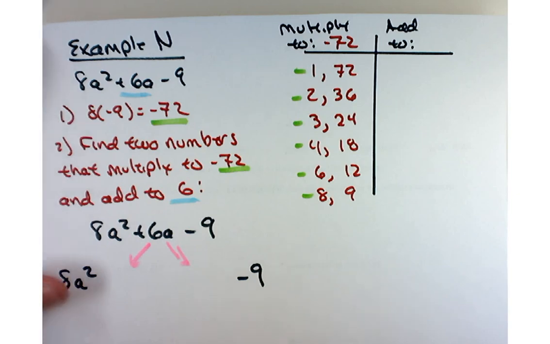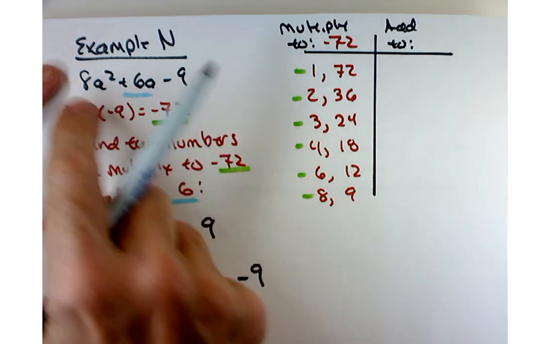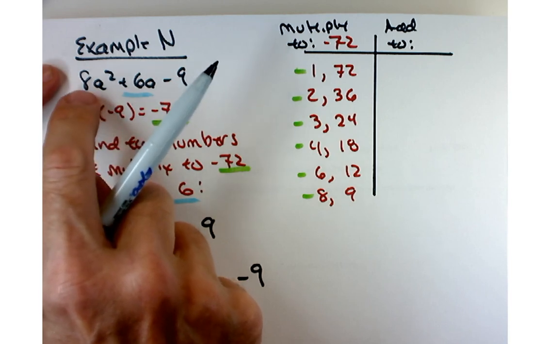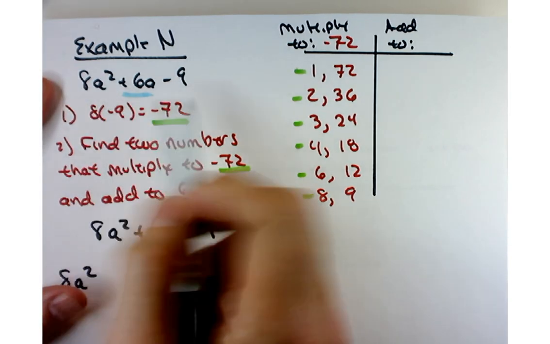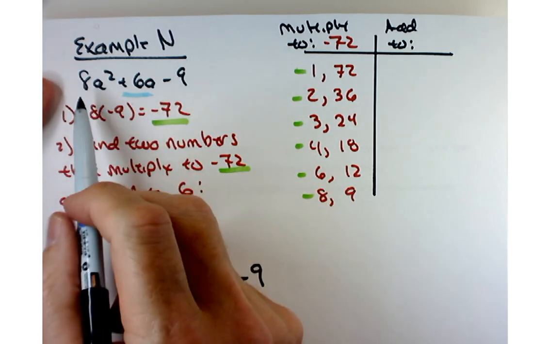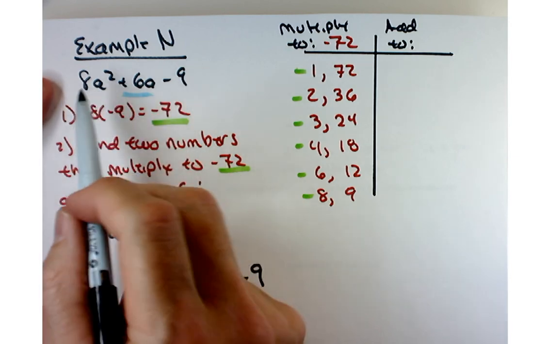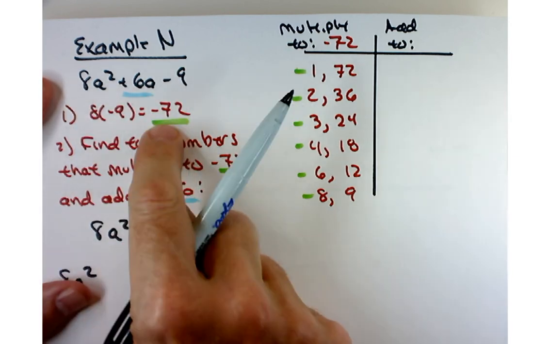So, some more practice with these trinomials. Because there's not a coefficient of 1 here, this is the challenging case. And if you don't have something that you like better, then try this. We're going to multiply the outside terms. 8 times -9 gives me -72.